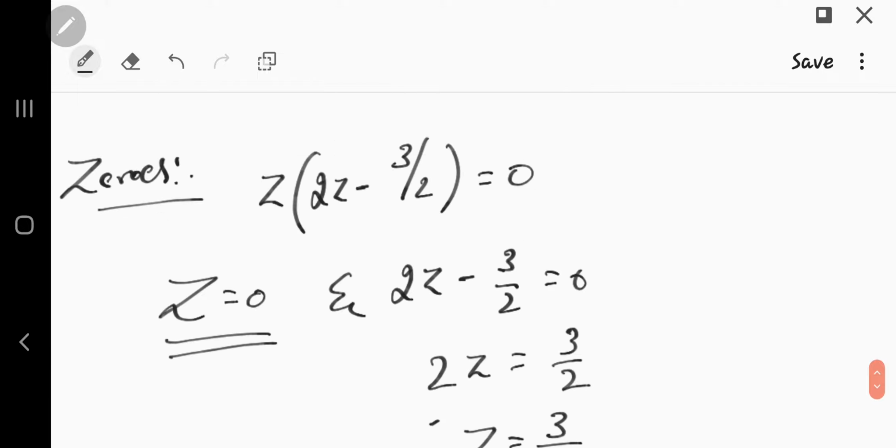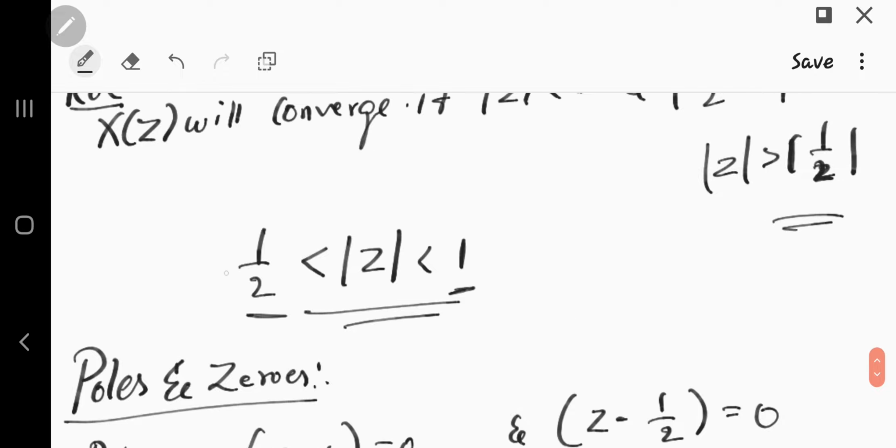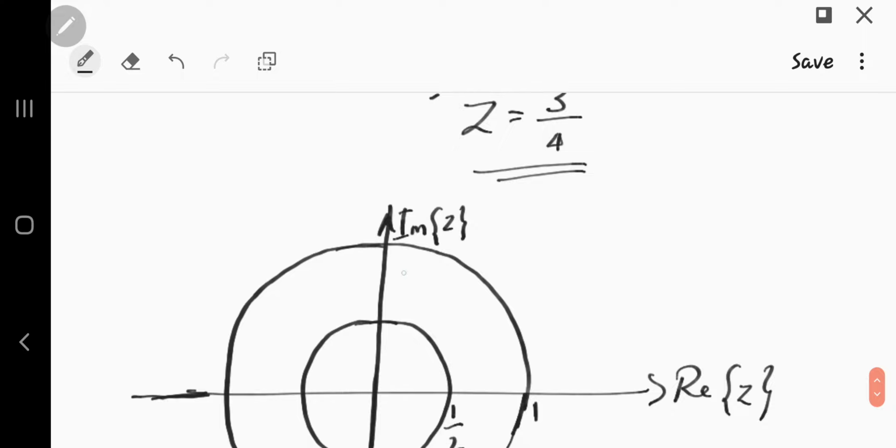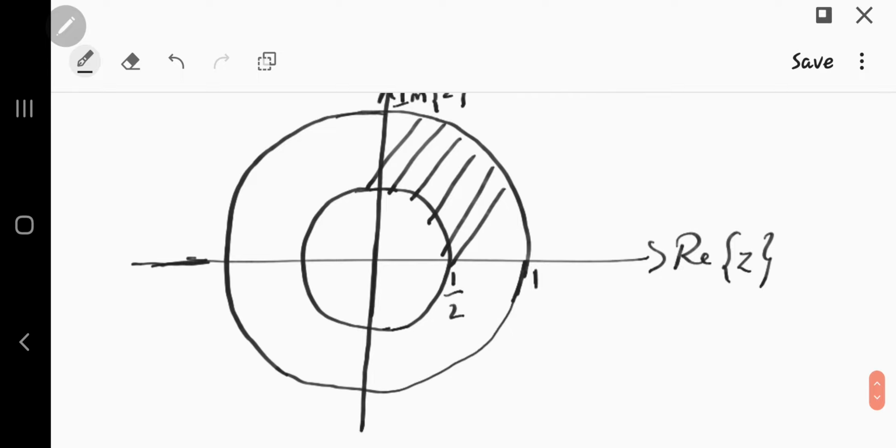Now where is the ROC located? So the ROC is located between 1 by 2 and 1. So this is the region greater than 1 by 2 but less than 1. So this place we have our ROC.